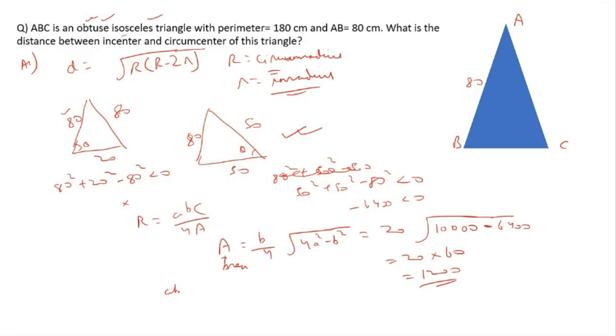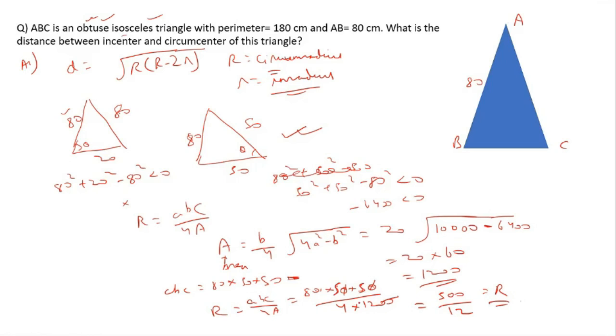And ABC, we know that is 80 into 50 into 50. 2500 into, actually we need to calculate this. ABC by 4A, capital R, would give me 80 into 50 into 50 by 4 times of 1200. So this 4 and 80 get cancelled by 20. So this is 500 by 12. This is capital R.